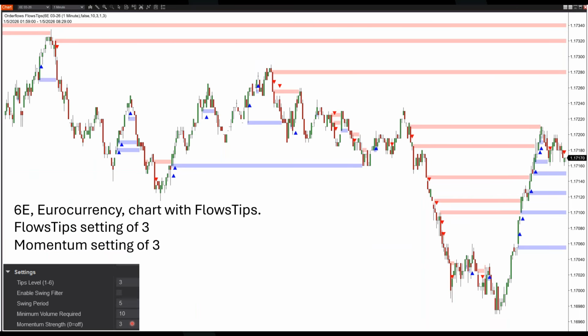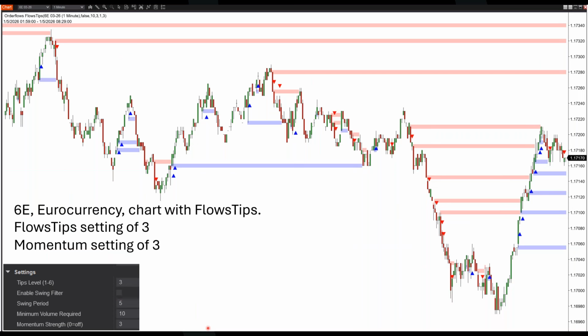Where are we here? This is your currency, 3 and 3, same one as the crude oil I just showed you. Right, so flows tips level at 3, momentum strength at 3. Again, I like to trade with a little bit of momentum, whether you use 1, 3, or 6, it's up to you. I like to use at least 1, but if I'm going to raise the tips level, say 3, it's going to be a little bit stricter.